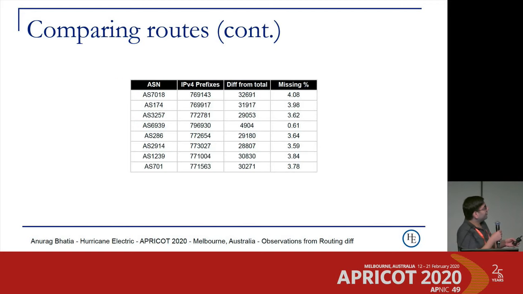Here's the number for the missing routes. We look at 7018 with something around 4% of routes missing from the total set of routes visible across all. 174 is missing 3.98%, 3.62%, and so on. Some networks are missing a much lesser number of routes, which is a cool thing, I must say. Why it's so, I'll probably get to as we proceed. But a high number of routes can likely be due to a large amount of direct peerings, possibly.